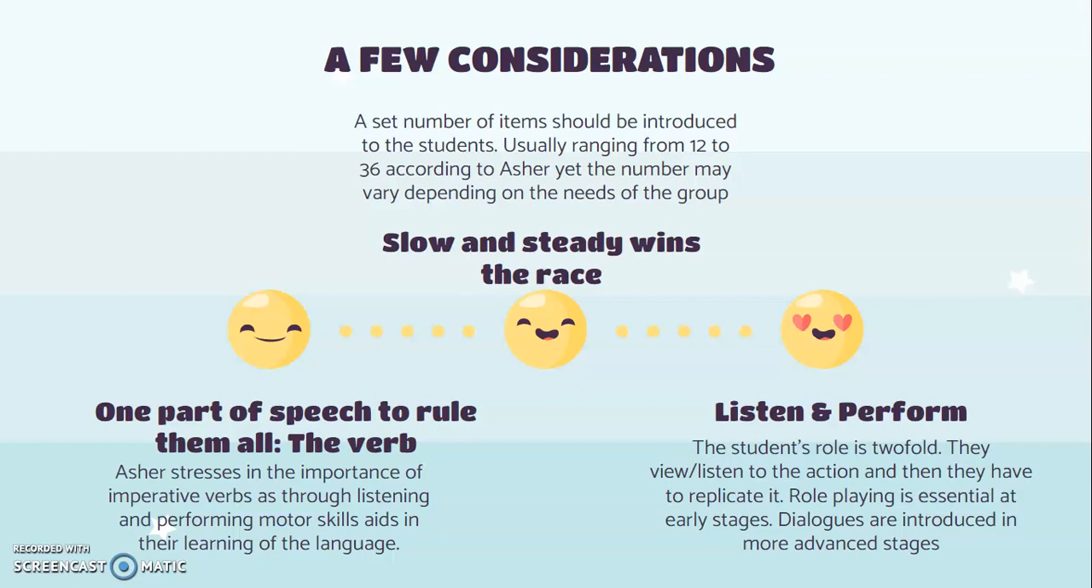Last but not least, listen and perform. The student's role is twofold. They view and listen to the teacher performing the action, and they later on have to replicate it. They do not necessarily have to say the words that the teacher is saying, but they have to replicate the action. When the student is ready, they will say the words as well. Role-playing, for this reason, is essential at early stages, and later on, dialogues are introduced.